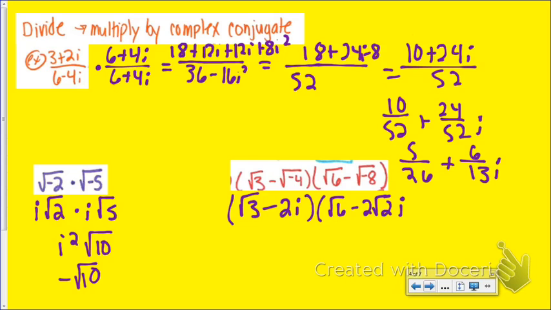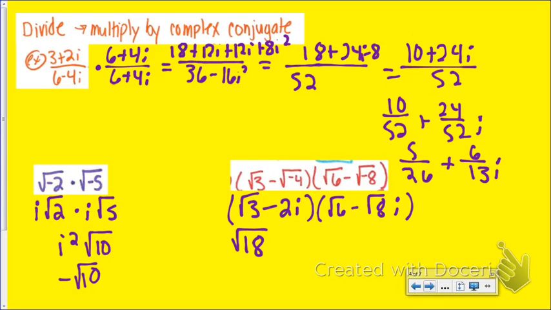Or let's leave it as square root of 8 for now, just to make it a little easier to multiply. So I'll call it square root 8i, because anytime we have a negative inside the square root, that is equivalent to an i outside of it. Now I can go ahead and FOIL this, so I get root 3 times root 6, which would be the square root of 18.